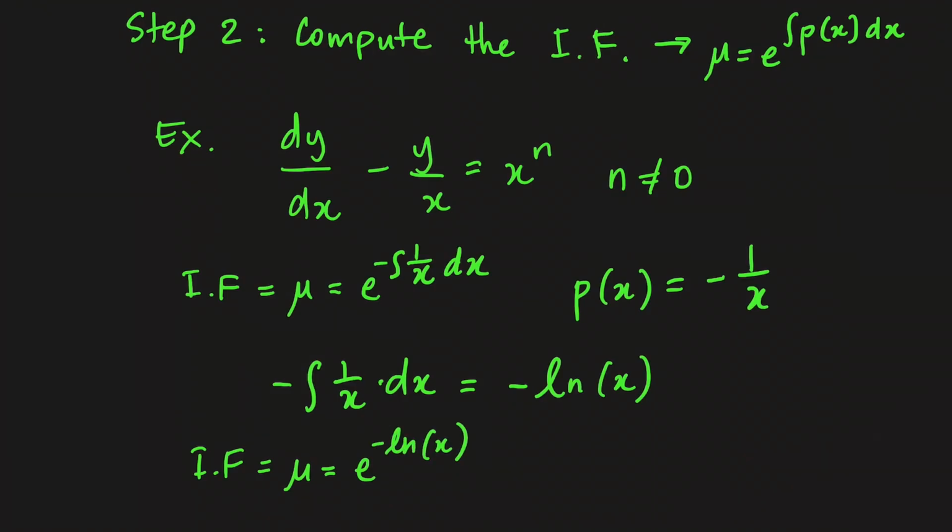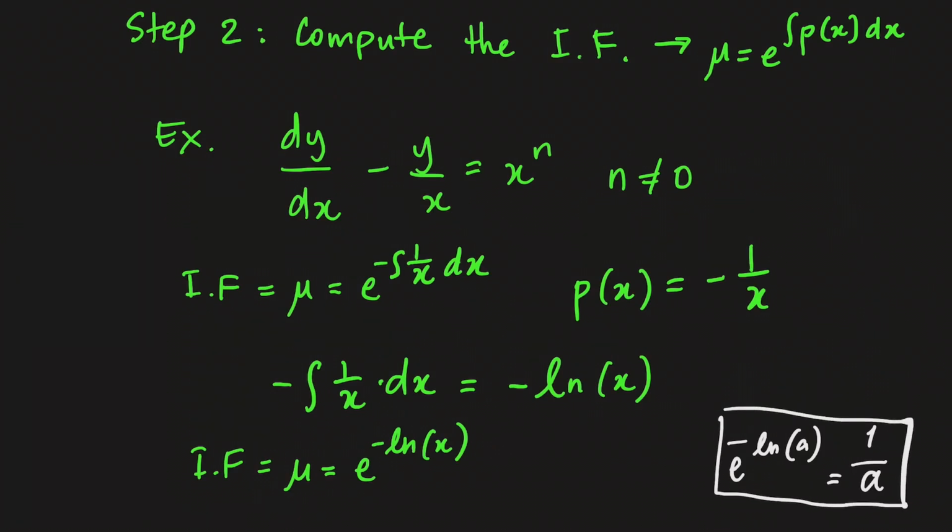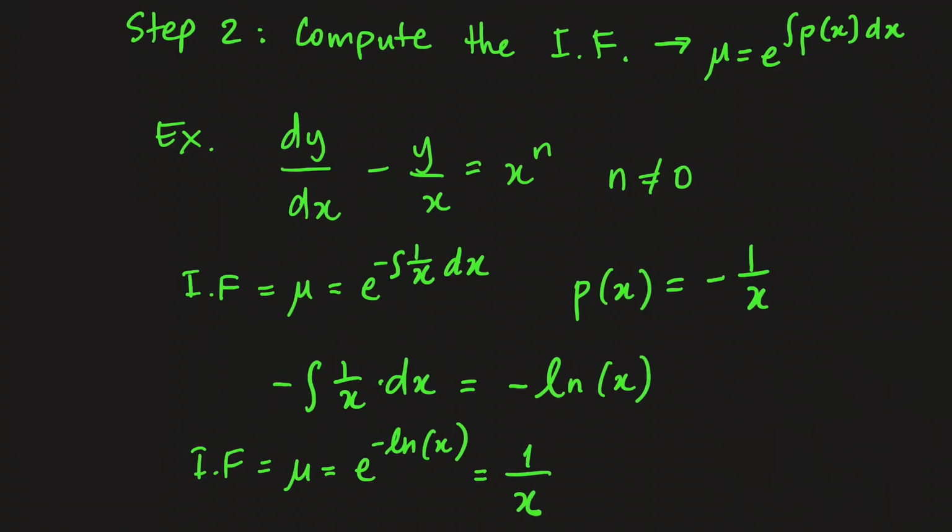However, this is not done because we can still simplify e to the power of minus ln of x. We all know that e to the ln of a constant will always be equal to that constant. If we add a negative sign, this becomes 1 over a. Always remember that. So in this case, the answer will be 1 over x. Now we are not done because there are still 3 more steps left.